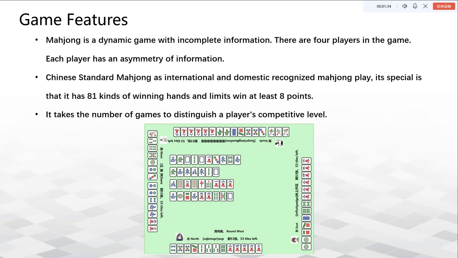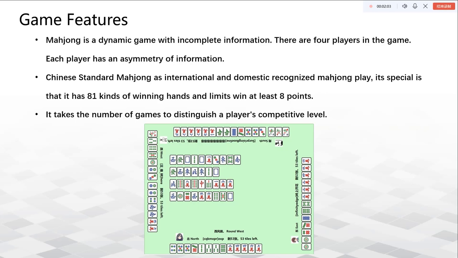The game is ultimately decided by competitive level, not luck. It takes a number of games to distinguish a player's competitive level due to the randomness of the tile wall. The more games played, the smaller the luck component, and the closer the results converge to the real level. So the game is becoming more and more interesting to study, and there has been more and more research recently.